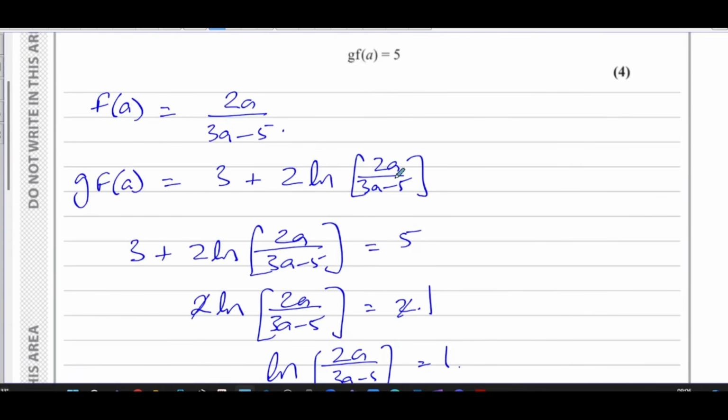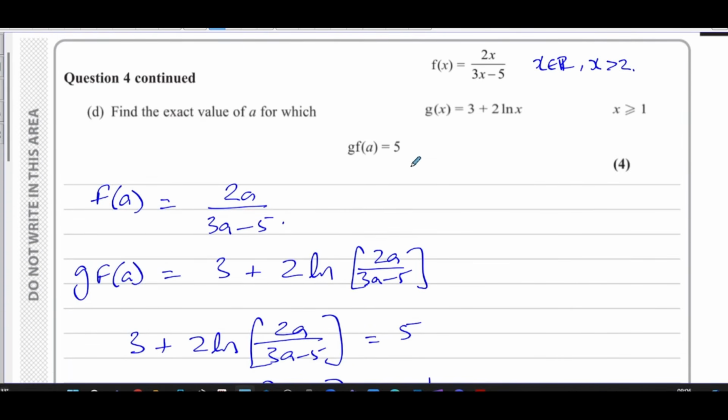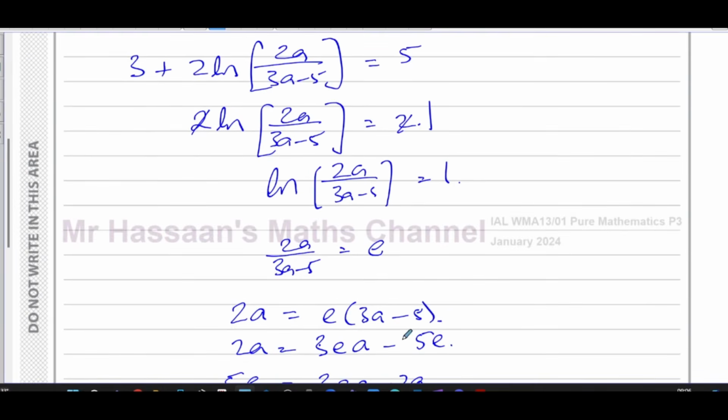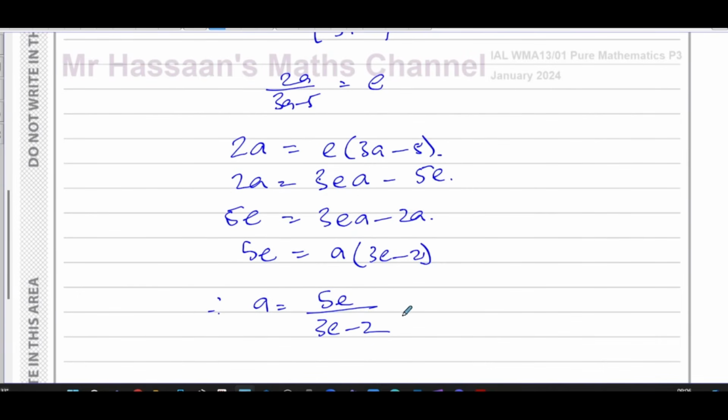So that's the exact value of a for which this is true. Okay, so there is the answer to our question. Now, in this question, I don't think there's anything really more to that. You won't have any issues.